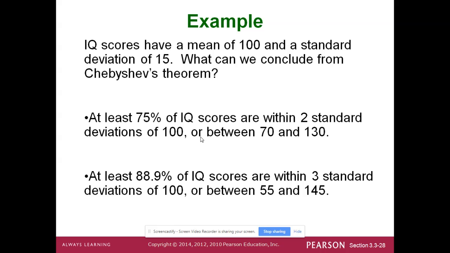Here's an example of that. If we got that IQ score, they keep bringing that one up. Have a mean of 100 and standard deviation of 15. What can we conclude from Chebyshev's theorem? Well, at least 75% of those IQ scores are within 2 standard deviations. We know that based on 1 minus 1 over k squared, if k is 2. We know that within 3 standard deviations, we're getting 8 over 9, or 88.9% of the IQ scores are between 55 and 145. Where did 55 and 145 come from?